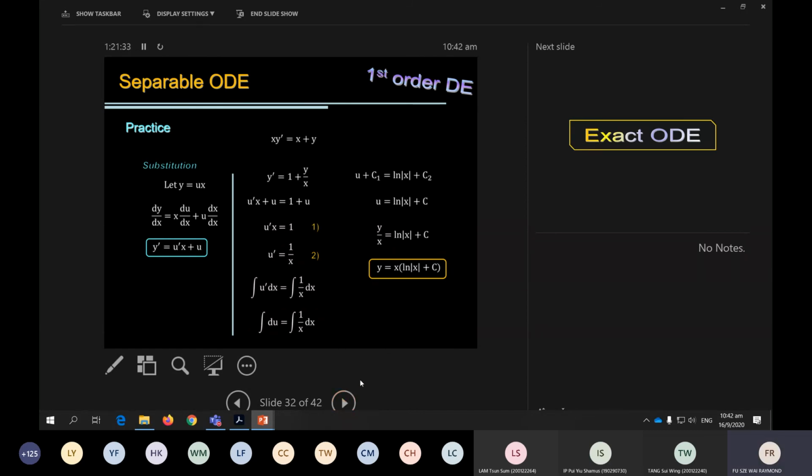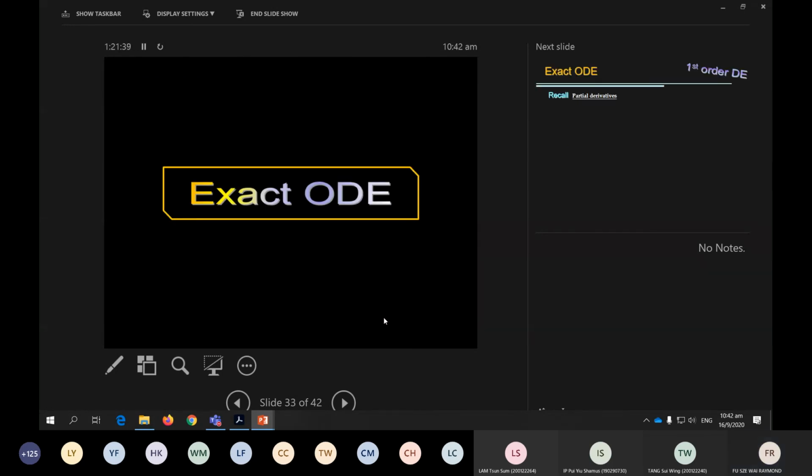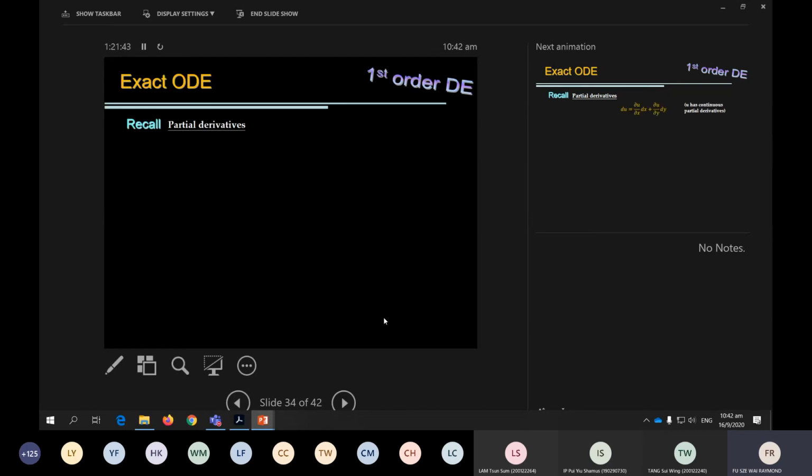Please revise the rest of the PowerPoint and these notes. There are a few more examples. You can just do them, and then maybe we can recall some formulas, okay, or the partial derivative, okay.